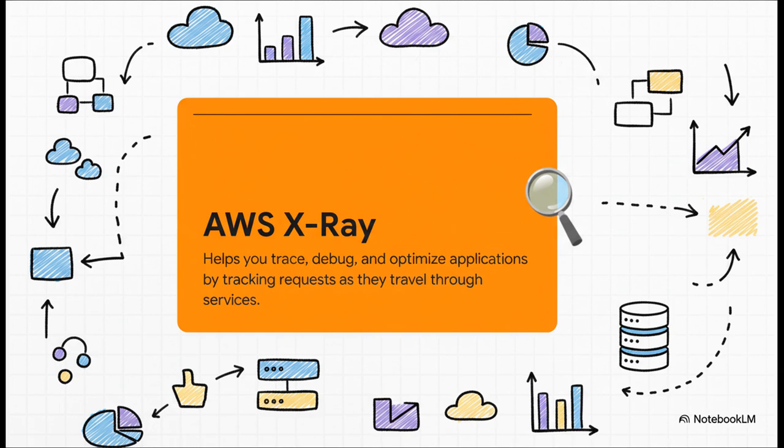So, console.log is great for what's happening inside your function. But your function doesn't live in a vacuum, right? It calls other things, a database, another API. That's where things can get tricky. And that is exactly what AWS X-Ray is for. It's like putting a tracer on your request and watching its entire journey as it flows through your whole system.